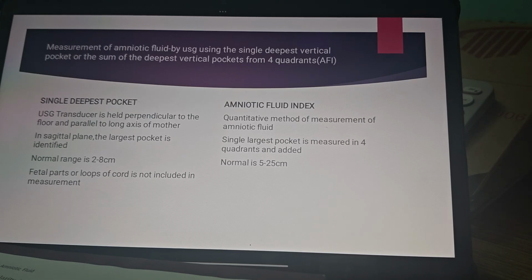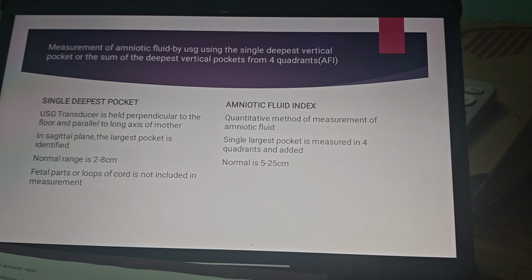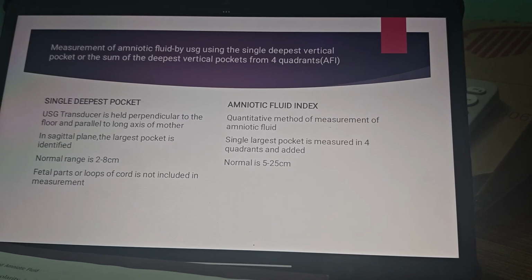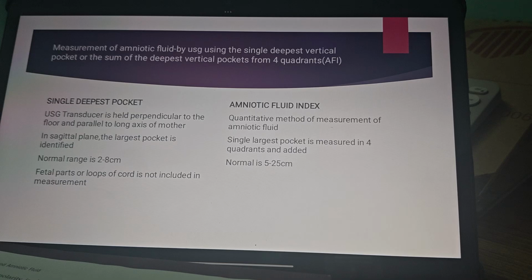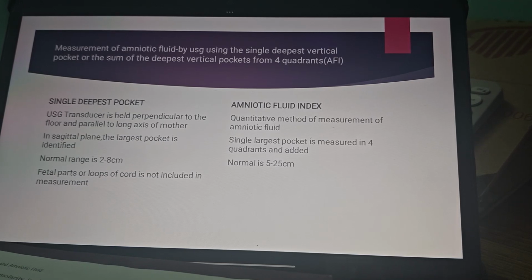In the sagittal plane, the largest pocket is identified. The normal range of single deepest vertical pocket is 2 to 8 cm. Fetal parts or loops of the cord are not included in the measurement. If the measurement is less than 2 cm for single deepest pocket, it is oligohydramnios, and if it is more than 8 cm, it is polyhydramnios.